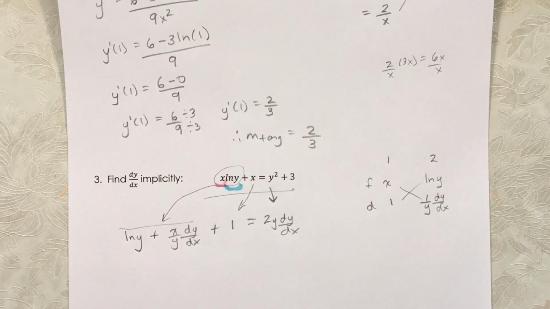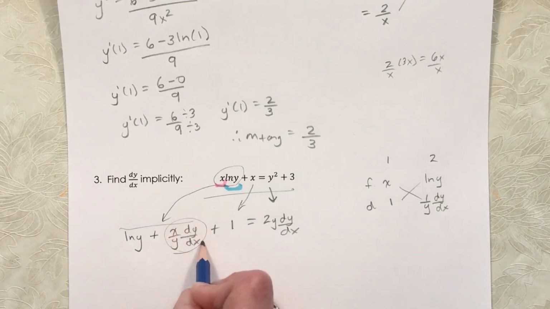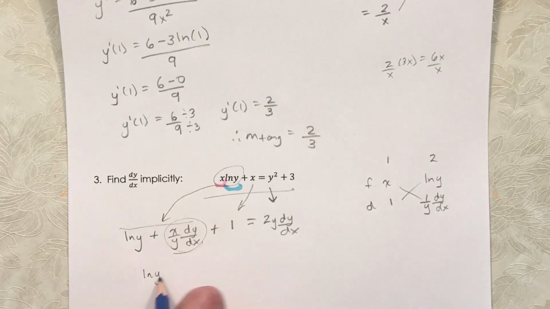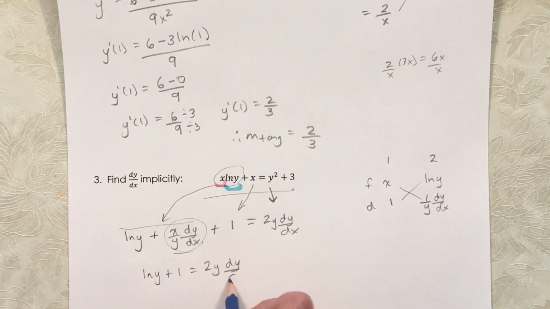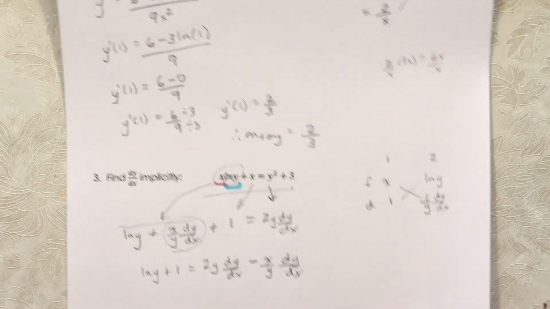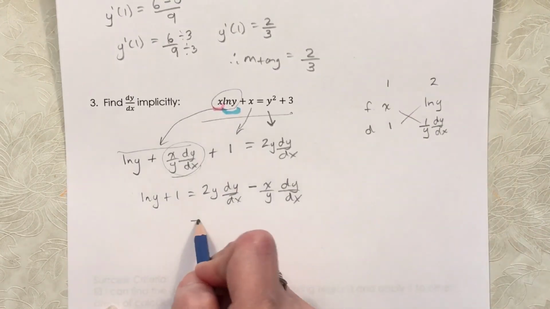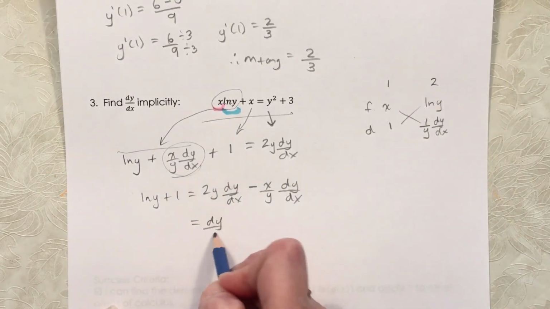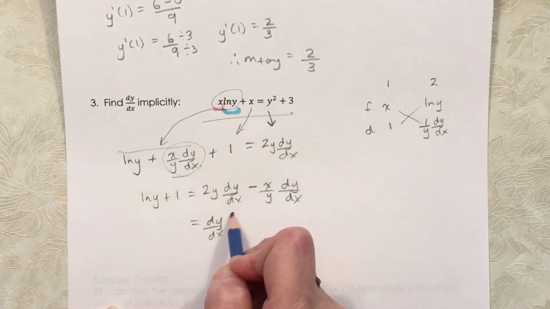Now we want to get the stuff with dy by dx to one side, so I'm going to subtract this term, leaving me with ln y plus 1 equals 2y dy by dx minus x over y dy by dx. So now on this side, I'm going to common factor out dy by dx.